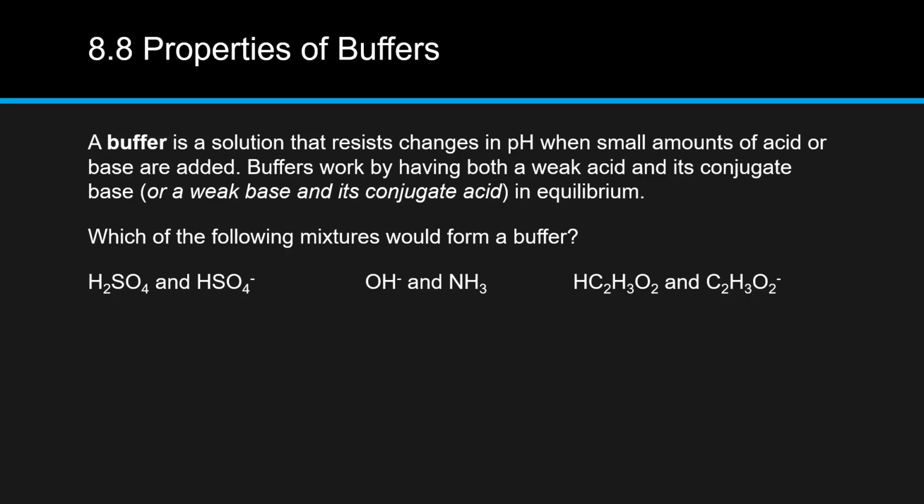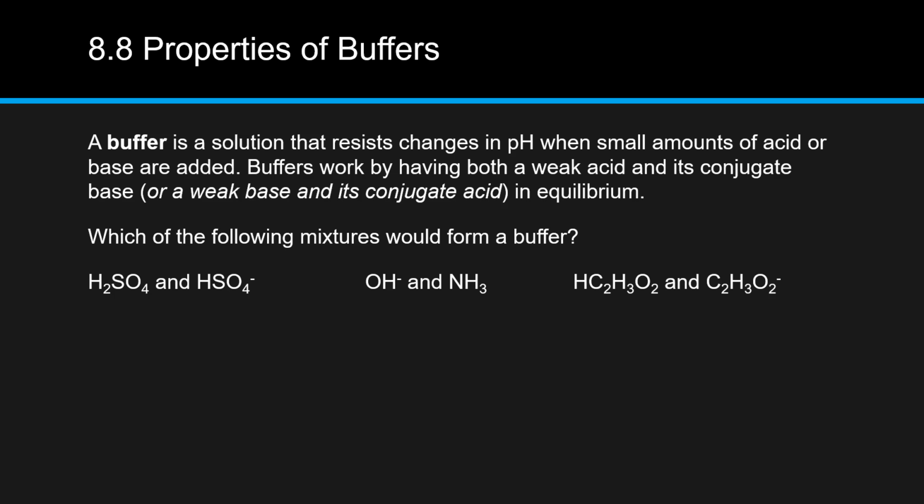Now, when we're trying to identify whether something forms a buffer, you need to look for two things. The first is a conjugate acid-base pair, meaning they only differ by one proton. And the second thing is it does have to be a weak acid and its conjugate base, or a weak base and its conjugate acid.